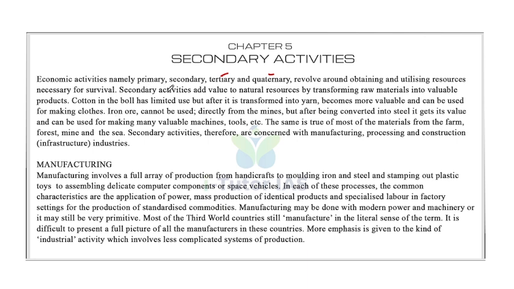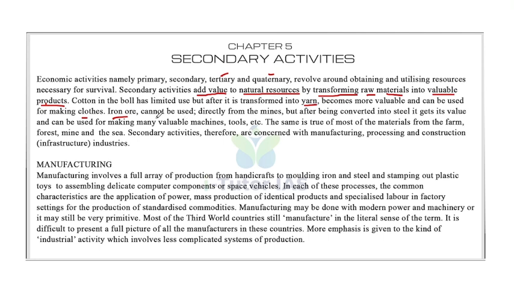Okay, so what are secondary activities? They add value to natural resources by transforming raw materials into valuable products. Cotton in the ball has limited use, but after it is transformed into yarn, it becomes more valuable and can be used for making clothes. Iron ore cannot be used directly from the mines, but after being converted into steel, it gets its value and can be used for making many valuable machines, tools, etc.